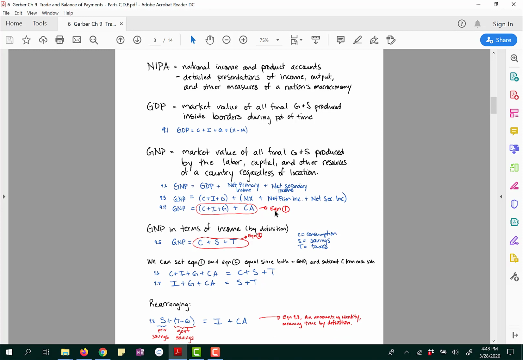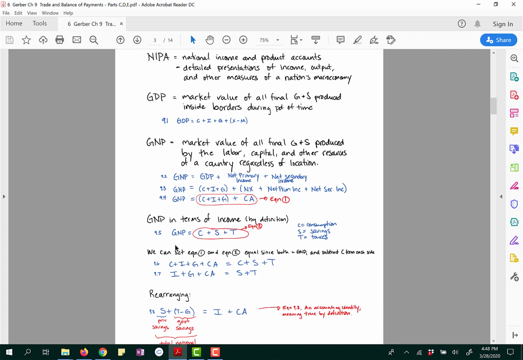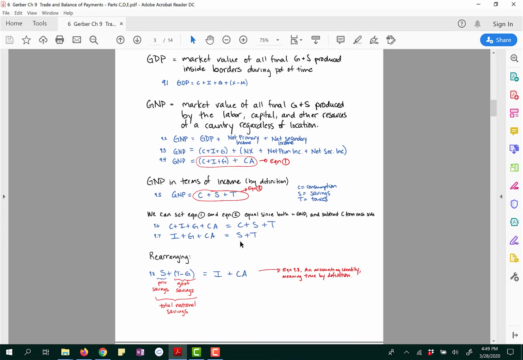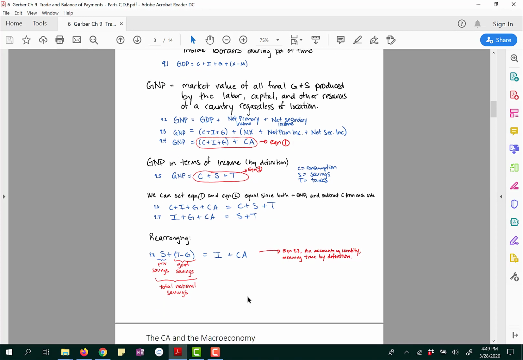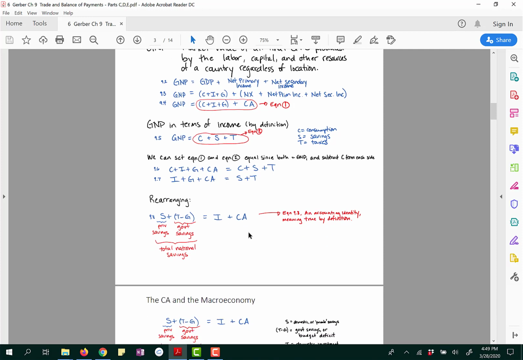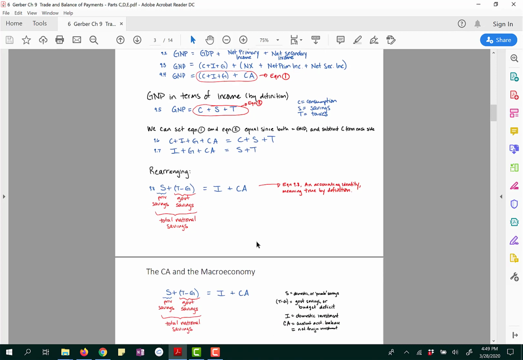Because both equation 1 and what I've labeled as equation 2 are equal to GNP, we can set those two equal to each other, do a slight bit of rearranging, subtract C from both sides, and rearrange once again, bringing the G over with the S and the T. Finally, we arrive at our equation of truth, 9.8. Private savings plus government savings, which is total national savings, is equal to investment plus the current account. This is an identity equation, which means these relationships are true by definition.